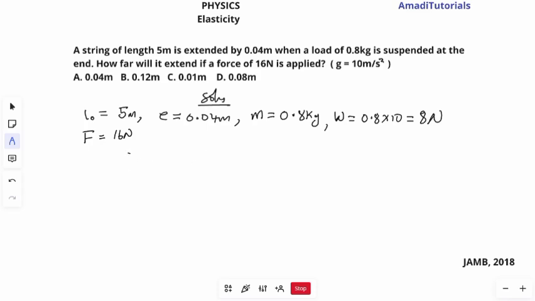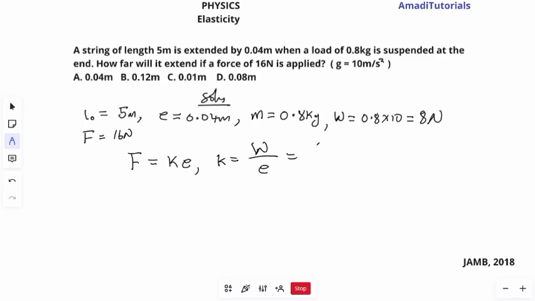So Hooke's law states that the force is directly proportional to the extension, provided the properties of the material remain constant, which is K here. So considering the first instant, we are going to use the first instant to determine the spring constant. Spring constant will now be, if we make K the subject, F, in this case W, because that's the first force, over e, that's the first extension.